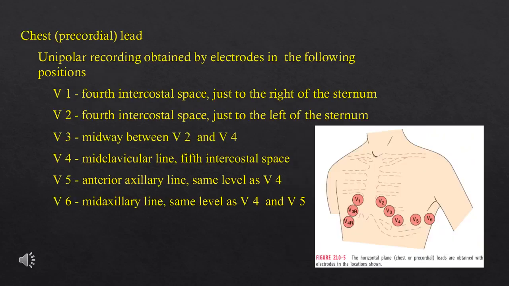Chest leads are also known as precordial leads. This is a unipolar recording obtained by electrodes in the horizontal plane.